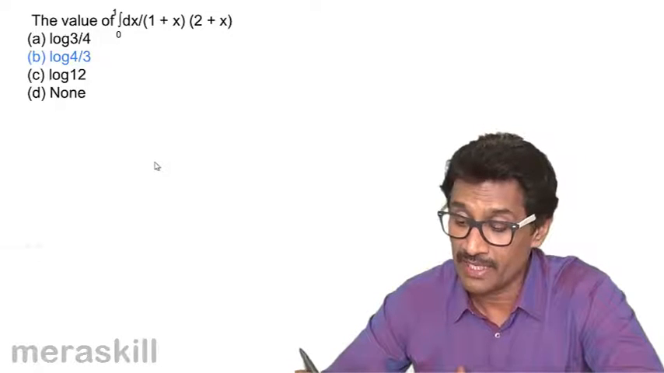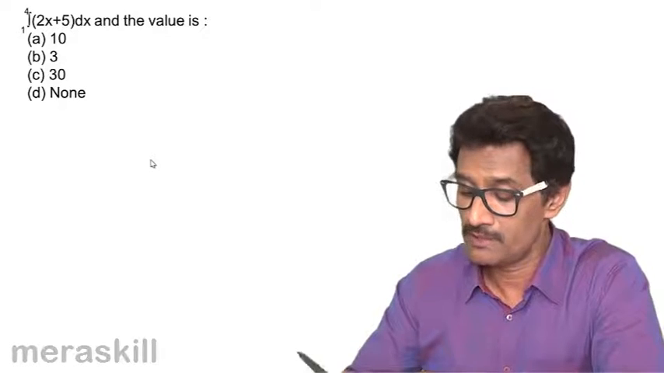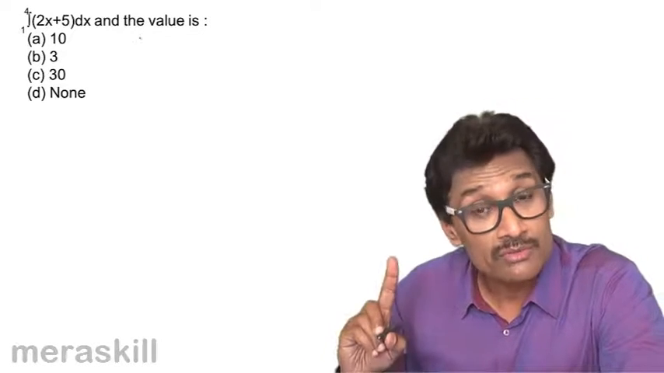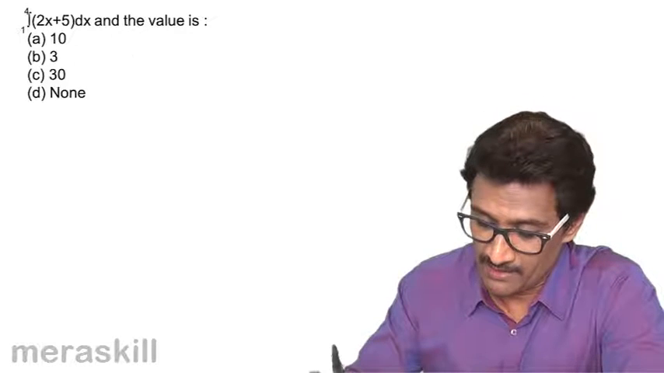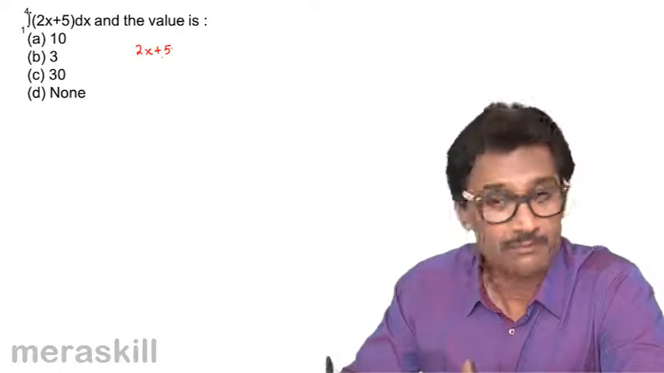Let's see what we have on the anvil next. Okay, this is a very simple one. You have 4 to 1, so it's going to be 2x plus 5 dx. So we are going to use special variable. Yes, so it's going to be 2x plus 5 dx.